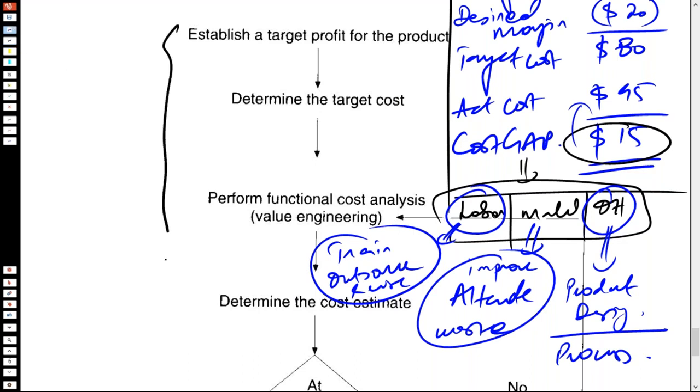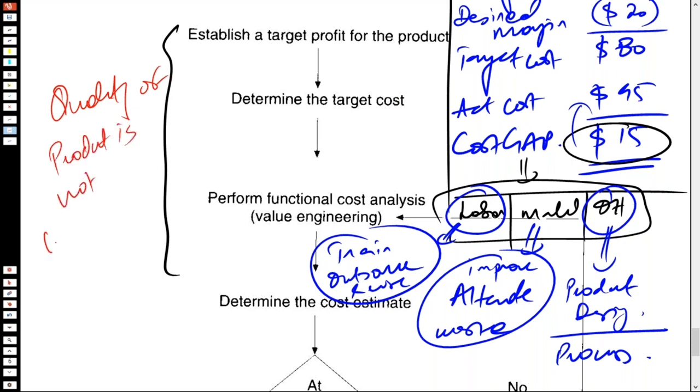In all of these things, you should make sure that the quality of the product is not compromised. I repeat, all that you have to do is make sure that the quality of the product is not compromised. Is that okay? So you have to make sure that the quality of the product is not compromised.